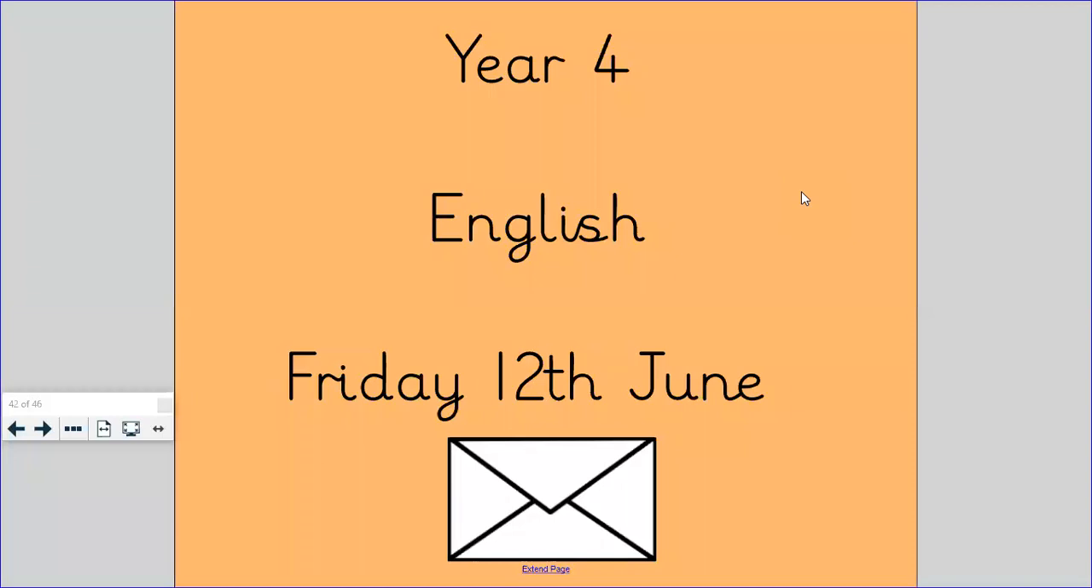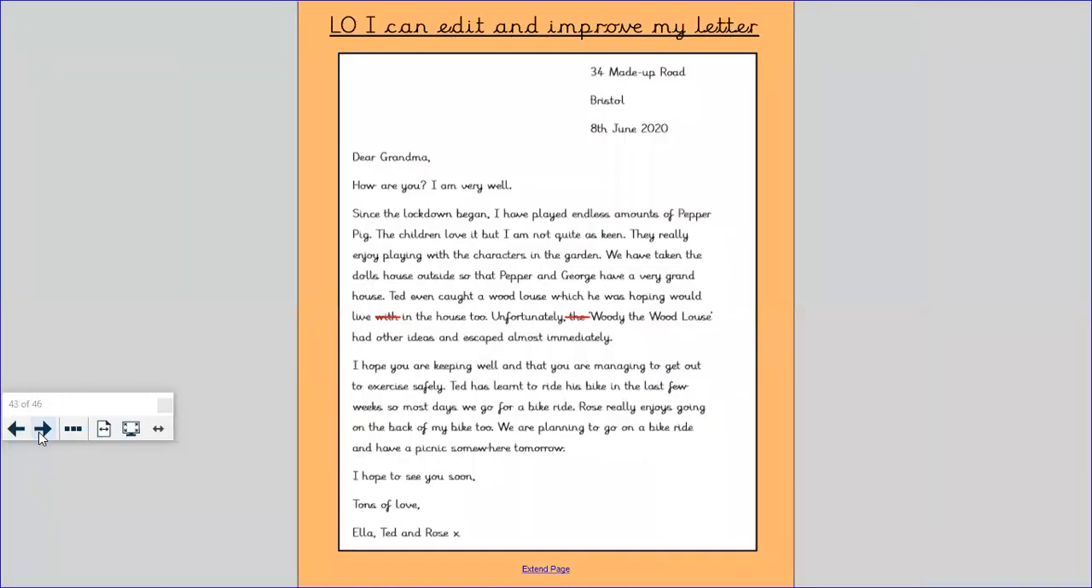Of course, we have been writing letters this week. First of all you wrote to a friend or somebody you knew or a relative, an informal letter, and then more recently you've been writing a formal letter. And so today we're focusing on editing and improving our letters.